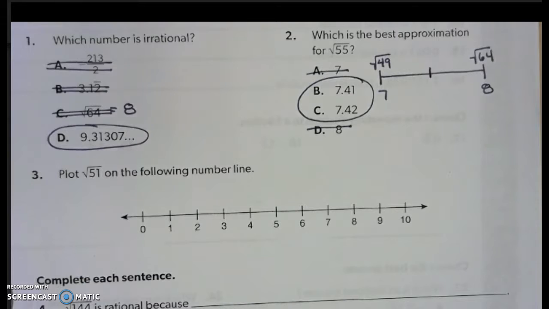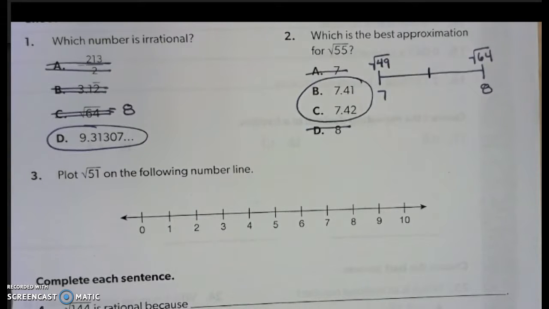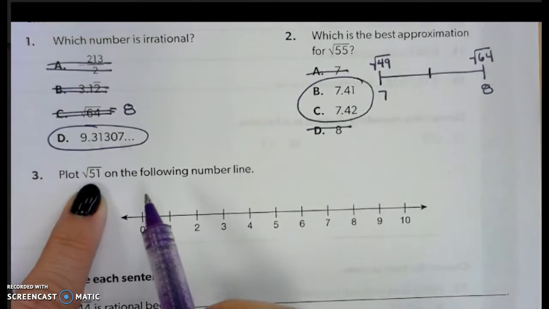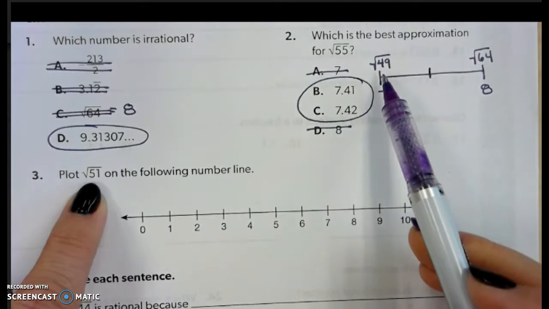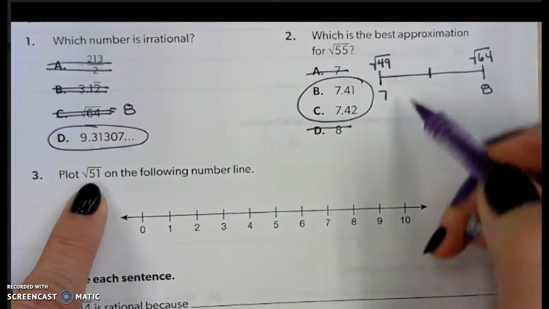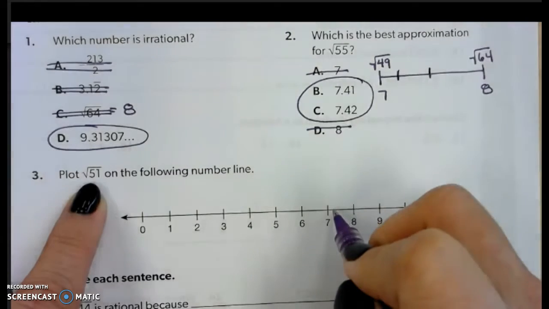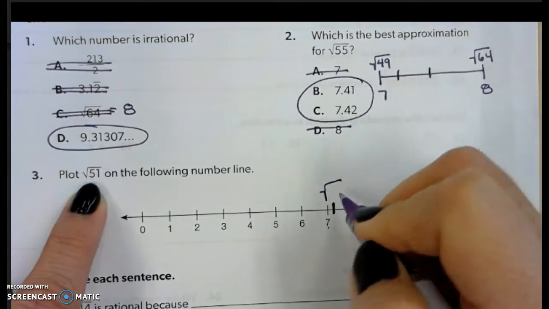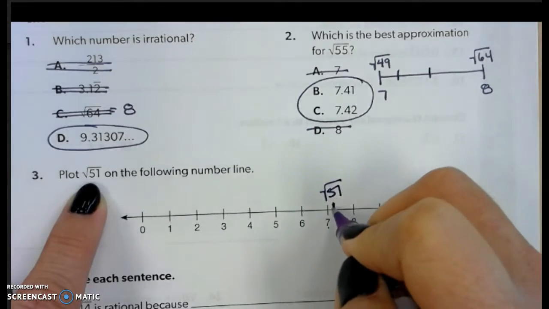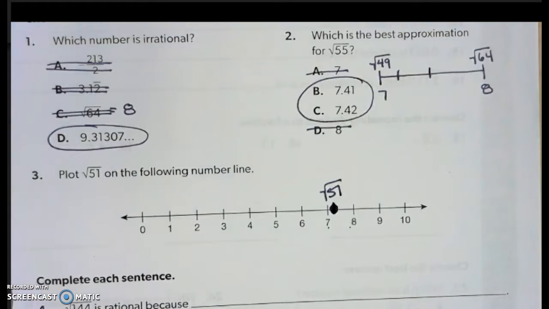Number 3 says to plot the square root of 51 on the following number line. Now, they've just given you whole numbers from 0 to 10. You needed to decide where the square root of 51 falls. Just like 55, 51 is between 49 and 64, but it is closer to 7. So I would put it here between 7 and 8, but closer to 7. And that would be my location for the square root of 51. It's just an approximation.